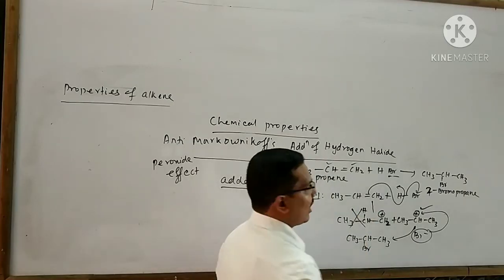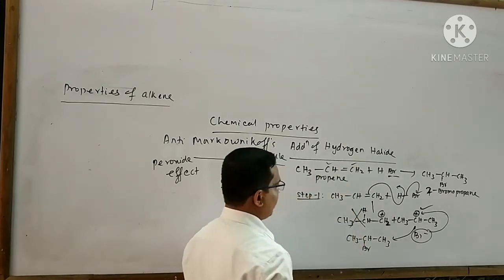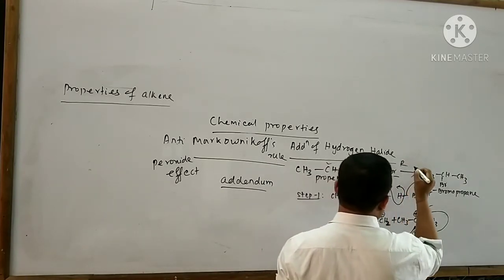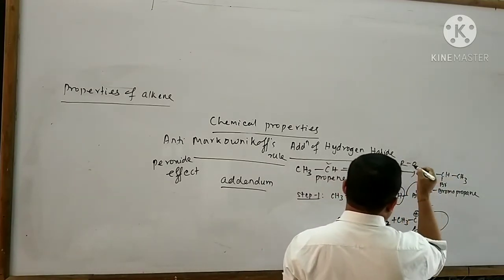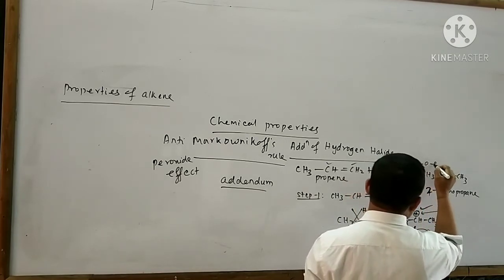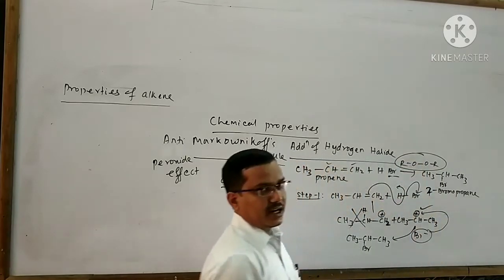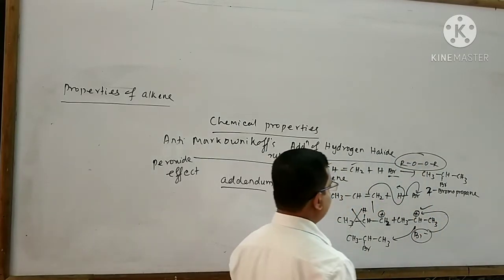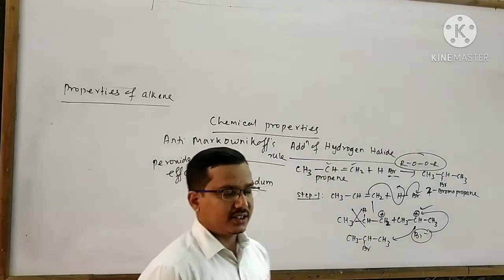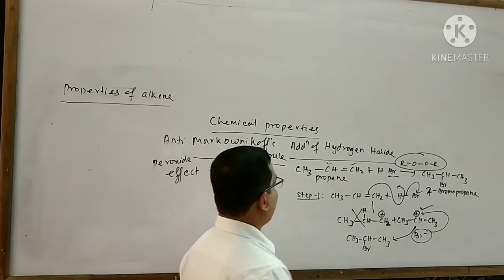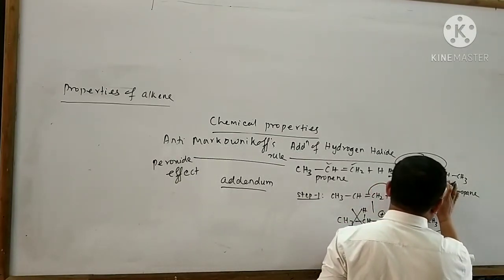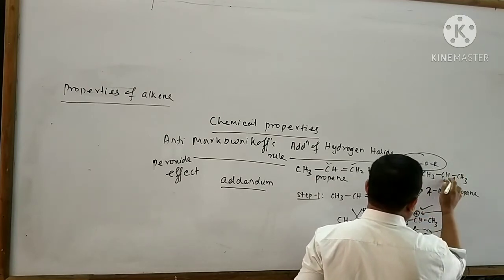Let me explain the anti-Markovnikov's rule with this example. Suppose propene is subjected to reaction with HBr in the presence of organic peroxide. The general form of organic peroxide is R-O-O-R. This is the general representation for organic peroxide. When this reaction is taken in the presence of organic peroxide, then it follows the anti-Markovnikov's rule. That means I can write the product like this: CH3-CH2.